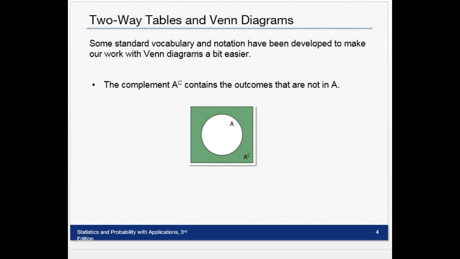Some standard vocabulary and notation have been developed to make our work with Venn diagrams a bit easier. The complement of A, like this notation, contains the outcomes that are not in A. So you can see we've shaded the outside of the circle.